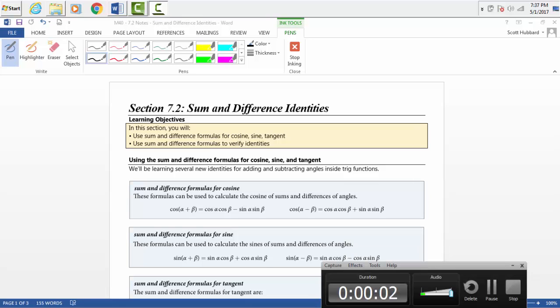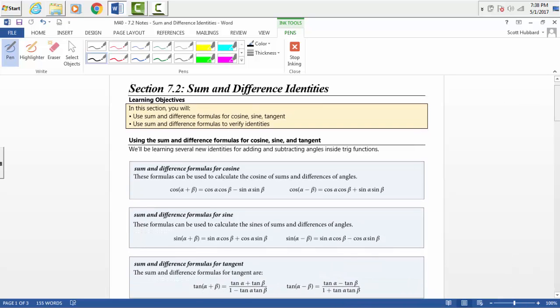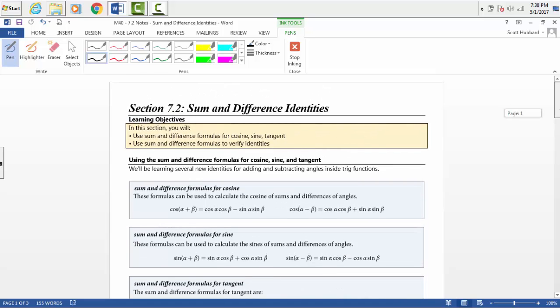Hello class, so we're starting up again, 7.2, running through some more identities. Last time we only talked about the identities from chapter 6, which were the Pythagorean identities and the even and odd identities and stuff like that. But we're going to learn some brand new ones today, in this video.